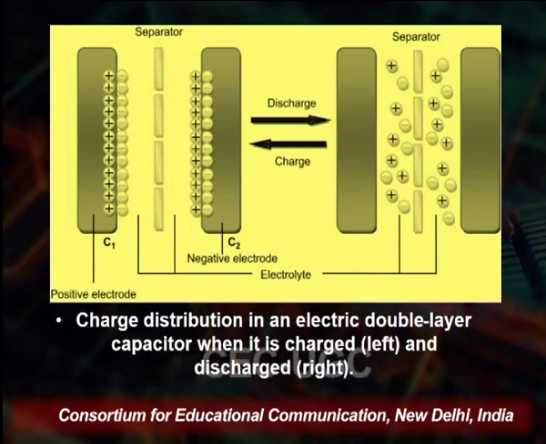You see on both sides we have electrodes, and these electrodes have a middle separator. That separator is the electrolyte. When it is charged, in an electric double layer capacitor, the ions are attracted to the electrodes, and when it is discharged, they detach from the electrode and move towards the separator.